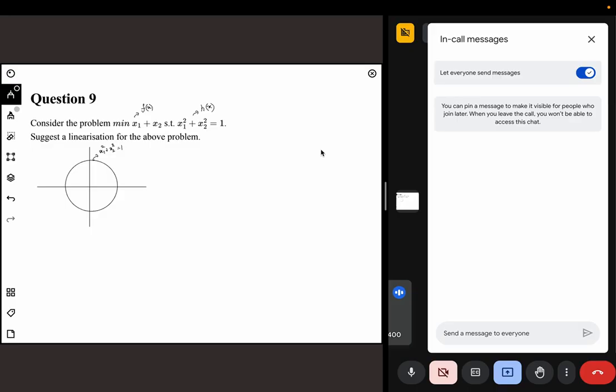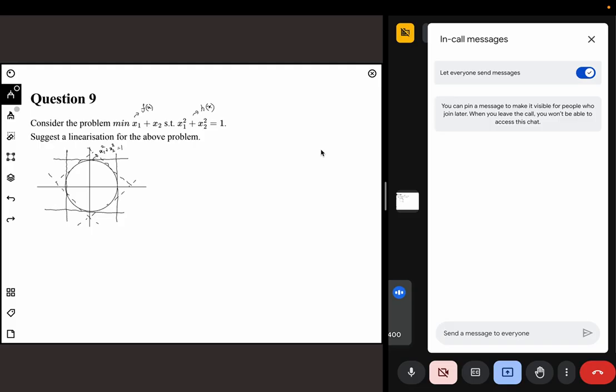I can do it in several ways. One way is something like this. So you can just put something like this. This is one way, but that is not the only way. You can always do something else. You can always do something like this. There could be infinite ways of how to linearize this.